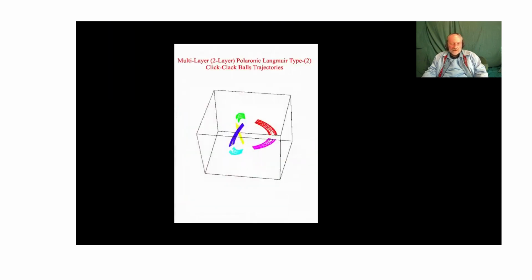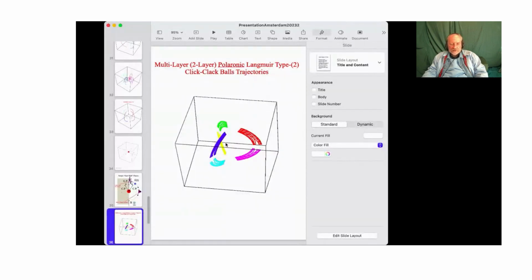Okay, and now let me go to the point, the multi-layer Polaronic. This is the title of my talk, and the main point of this talk is that we now find very difficult trajectories which are multi-layer. So actually the oscillations can be by bouncing. This is a 2-layer configuration.